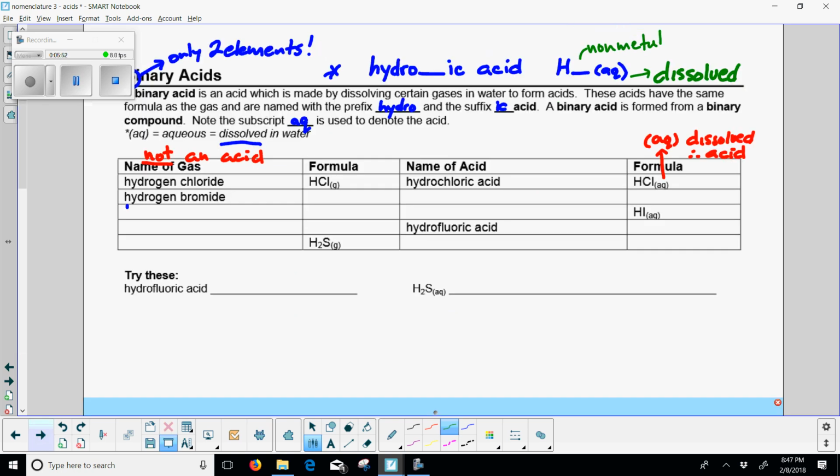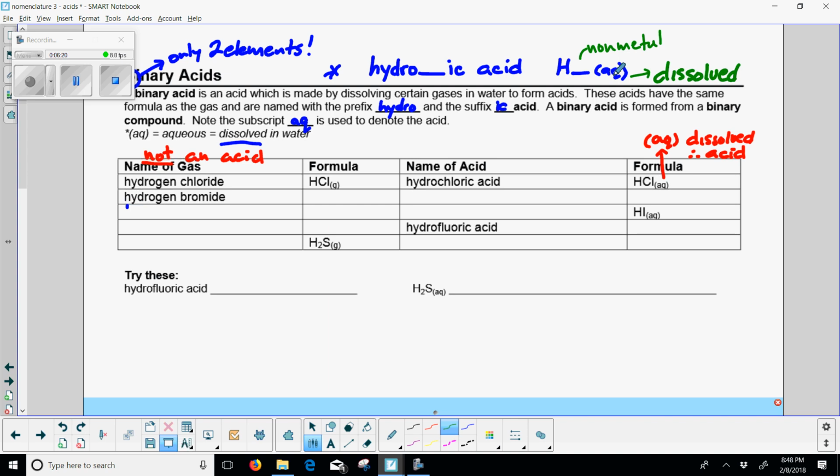You get the idea there. So in your workbook, you have this, and you should be copying this note down. Now remember, a binary acid has two elements associated with it. It has this naming format, hydro-blank-ic acid, where the blank here would represent the non-metal that's associated with the acid. And then the formula, again, is H blank AQ. The AQ means that you are dissolved. So very, very, very important.